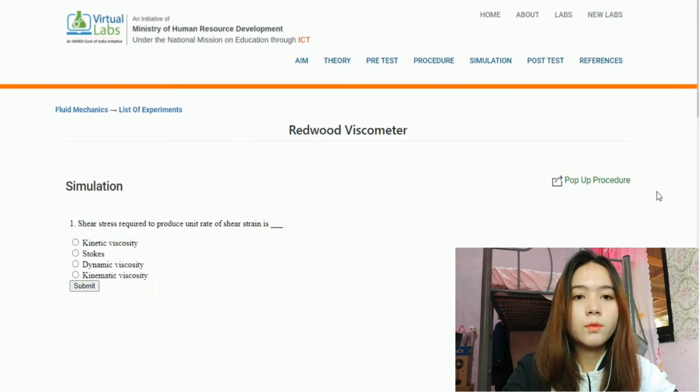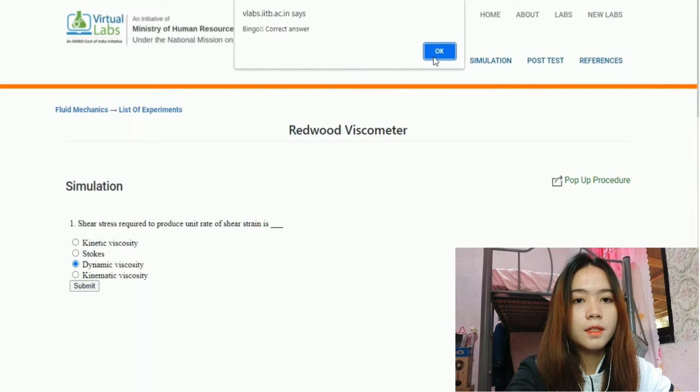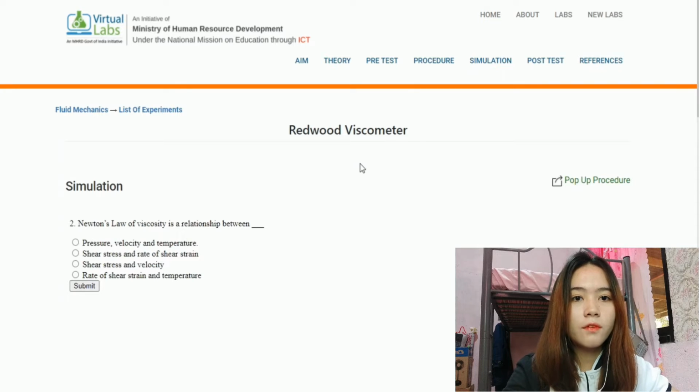So, good day everyone. We'll now proceed to the simulation of the viscometer using this virtual lab. But first, we have to answer these two questions in order to proceed to the simulator itself. First question, shear stress required to produce unit rate of shear strain is dynamic viscosity. Let's see. Okay. Next, Newton's law of viscosity is a relationship between shear stress and rate of shear strain.